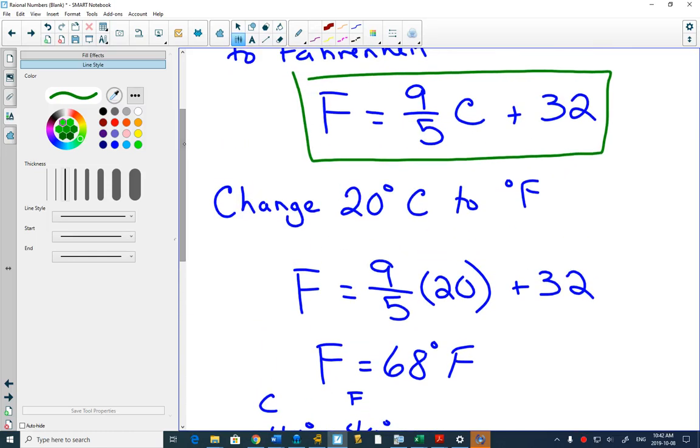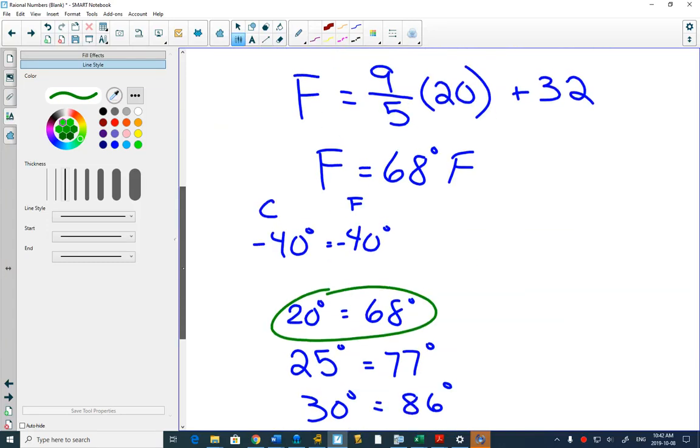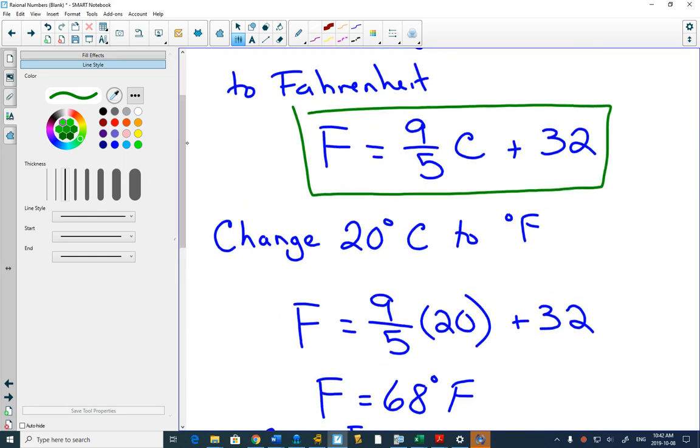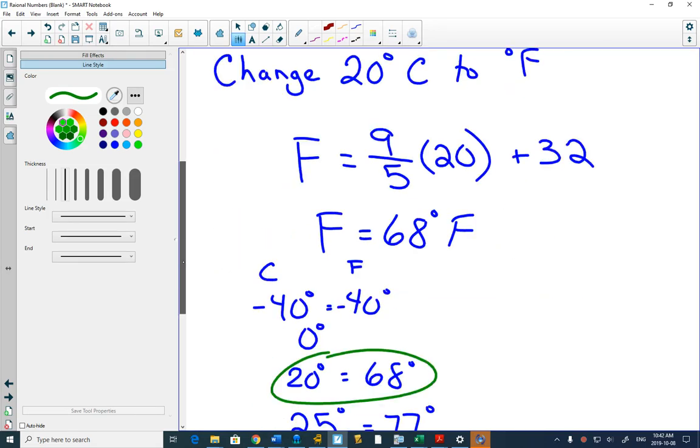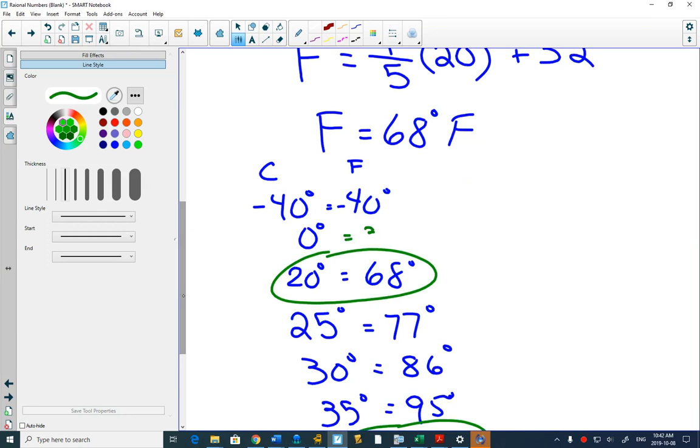Look at this formula. If Celsius is 0, I'm going to add that one in here. 0 degrees Celsius. If Celsius is 0, what's 9/5 times 0? 0 plus 32. That one is a really easy one to remember. Equals 32. So water freezes at 0 degrees, but in the United States it freezes at 32 degrees Fahrenheit.